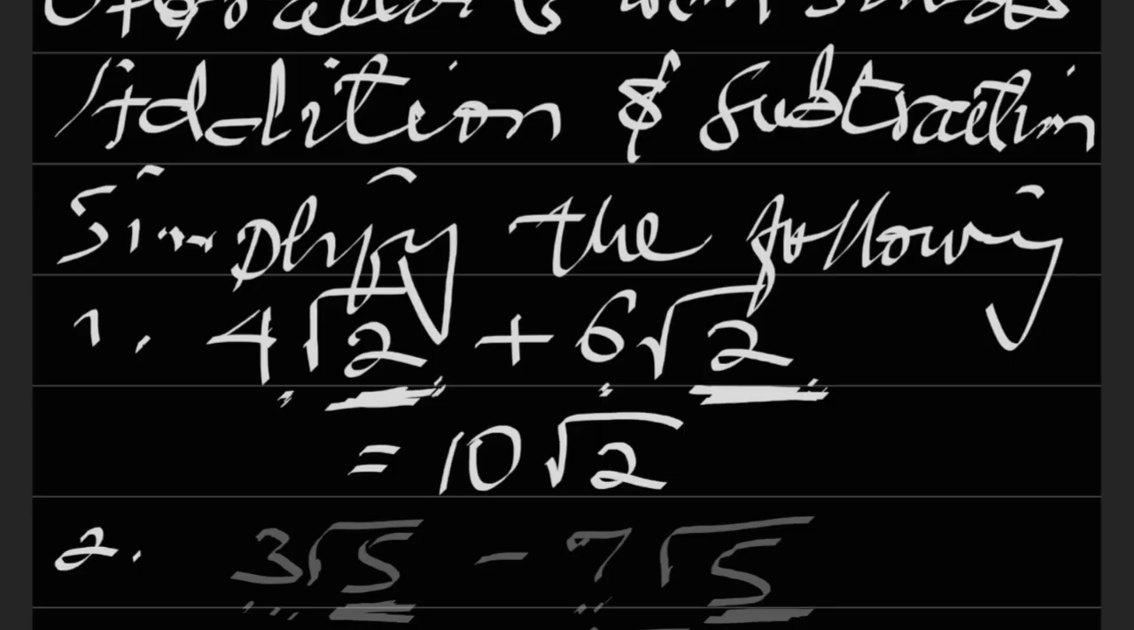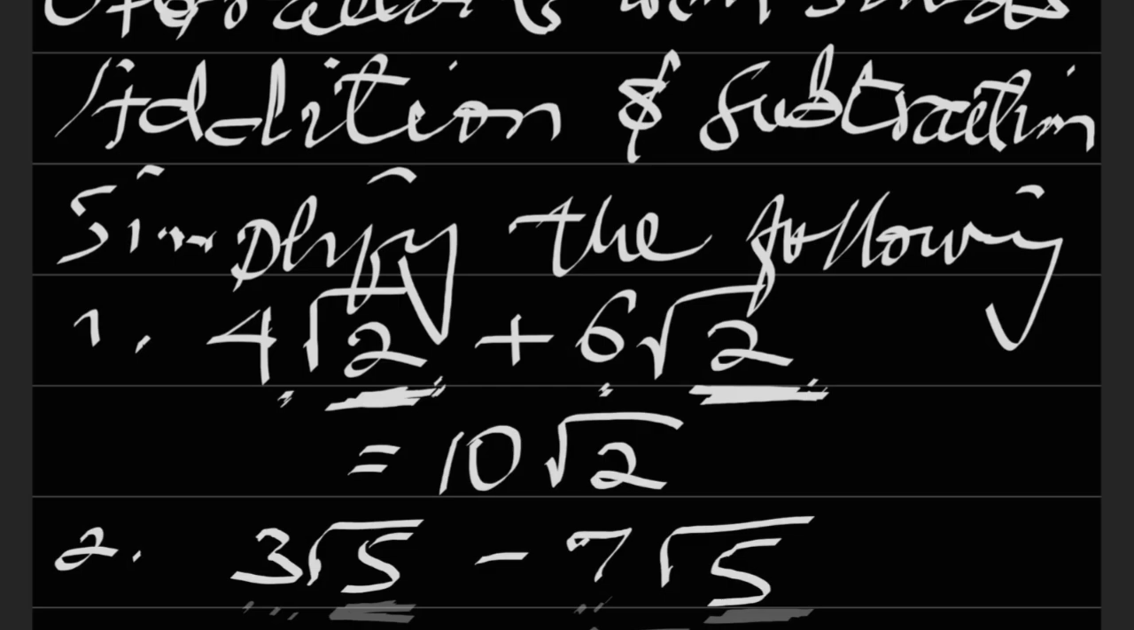The more we solve examples, the better we understand the lessons. Example 2. Simplify 3 root 5 minus 7 root 5. Is it possible to subtract these numbers? Yes, it is possible to subtract these numbers. Why? Because the numbers inside the root are the same. So therefore, the two numbers are like terms.